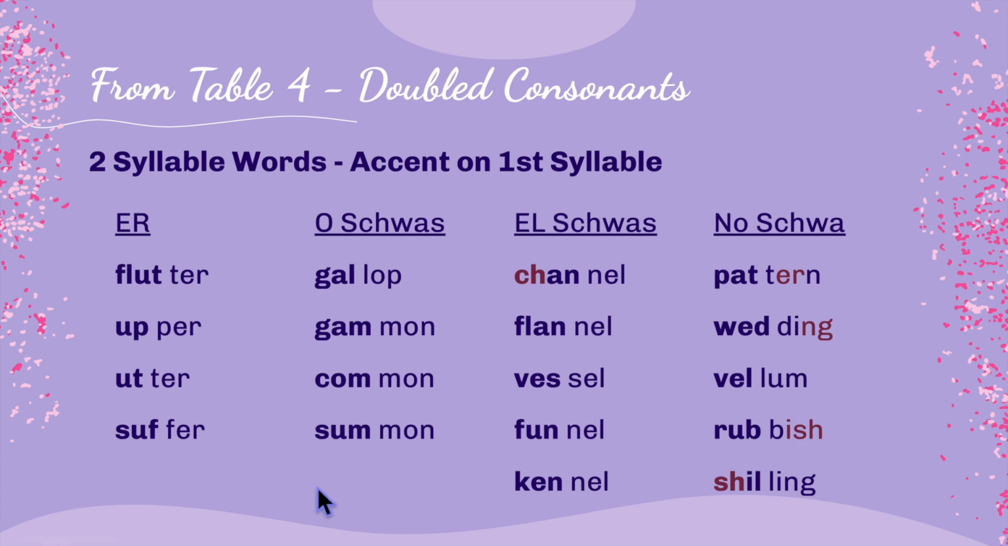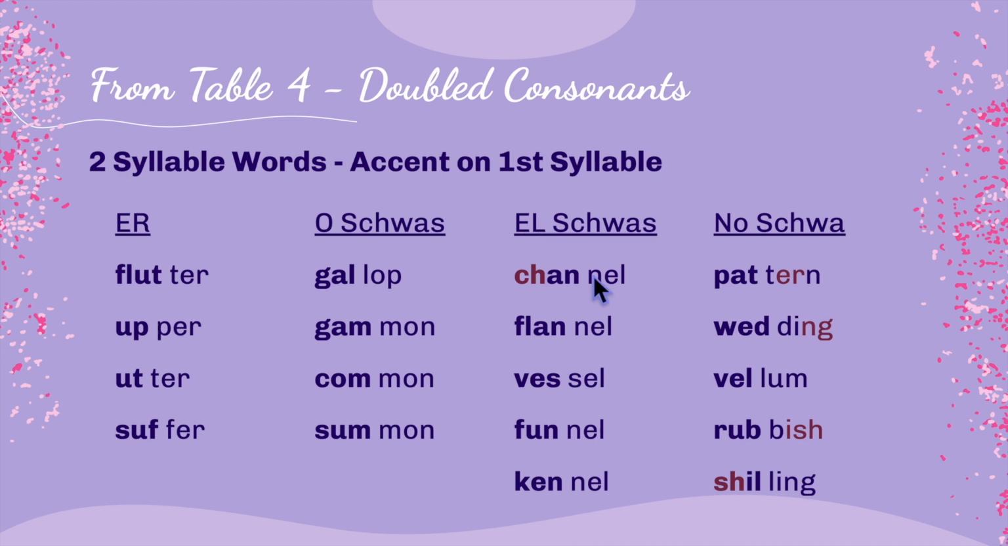So all these first syllables are accented, which means they will have their clear, short sounds. But these O's are going to schwa. So we have gallop with a clear, short A, gammon, common, and summon. In all of these words, the vowel in our accented syllable has its clear, short sound, while the O schwas.